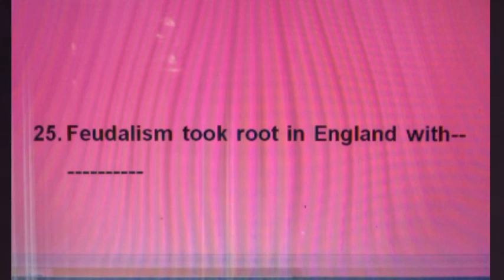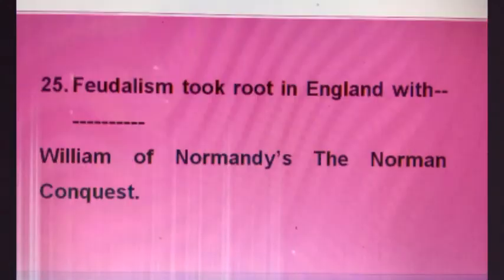Question number 25. Feudalism took root in England with the Dash. Answer: William of Normandy's Norman Conquest. Feudalism took root in England with William of Normandy's Norman Conquest.